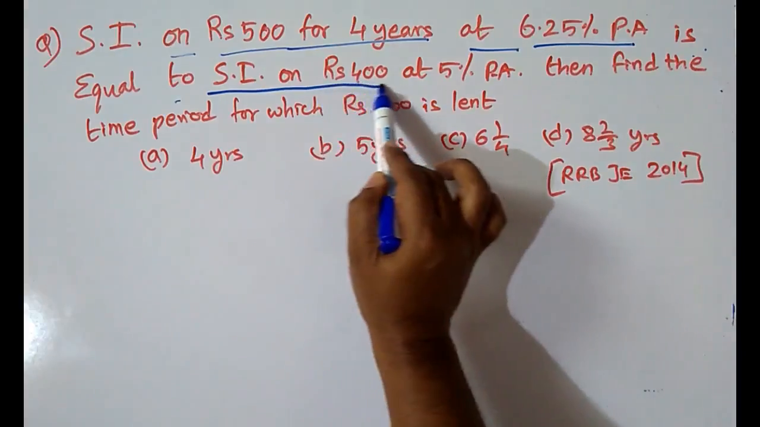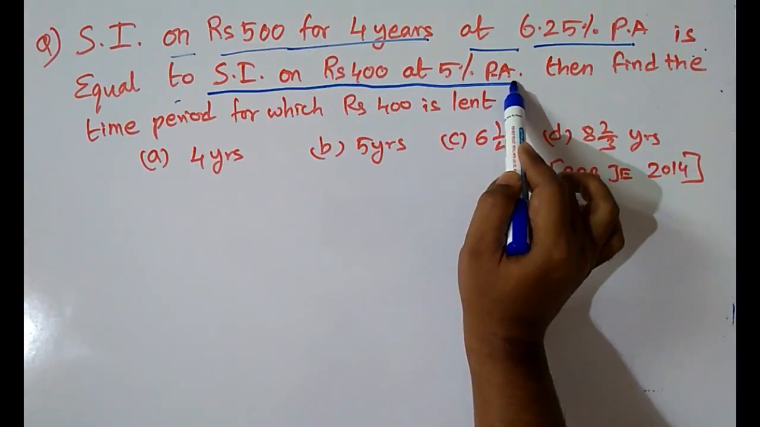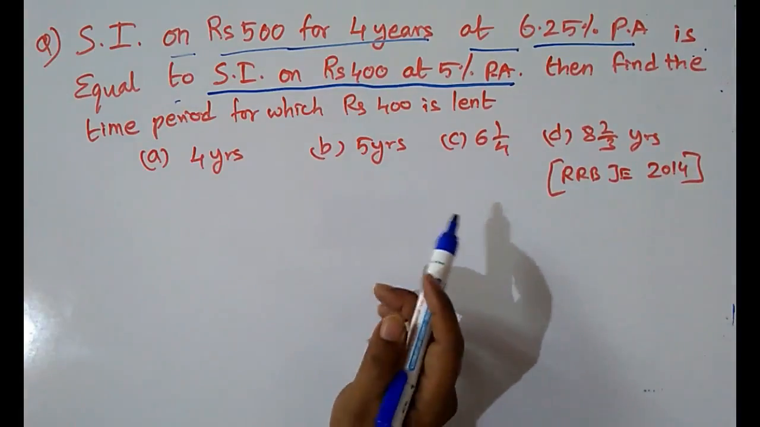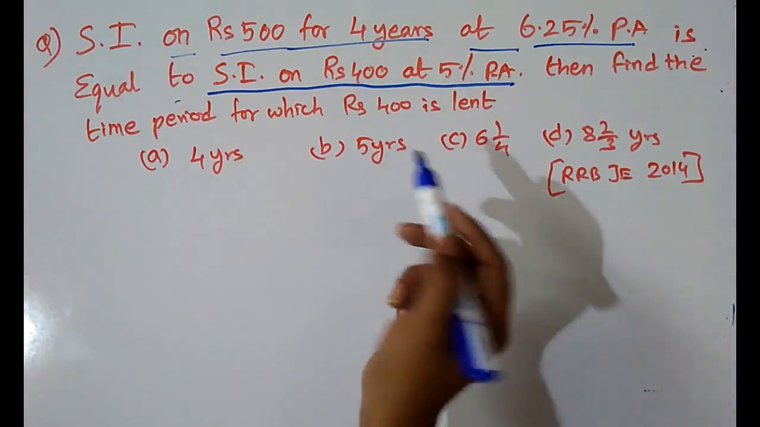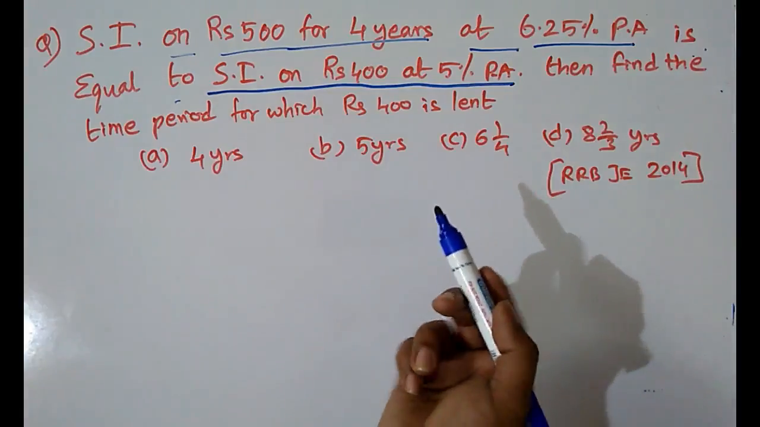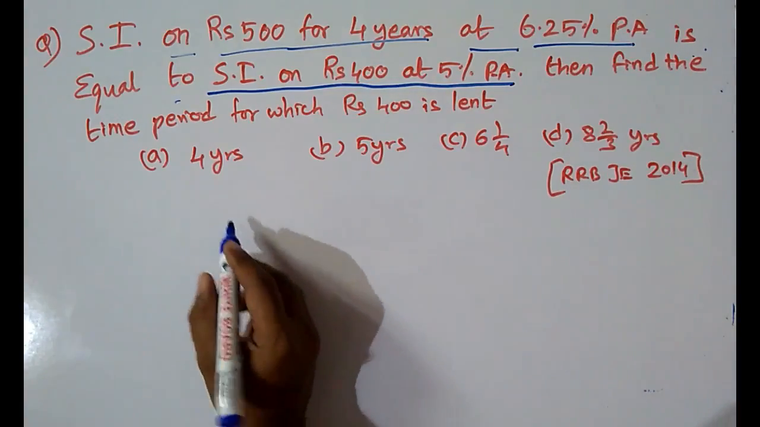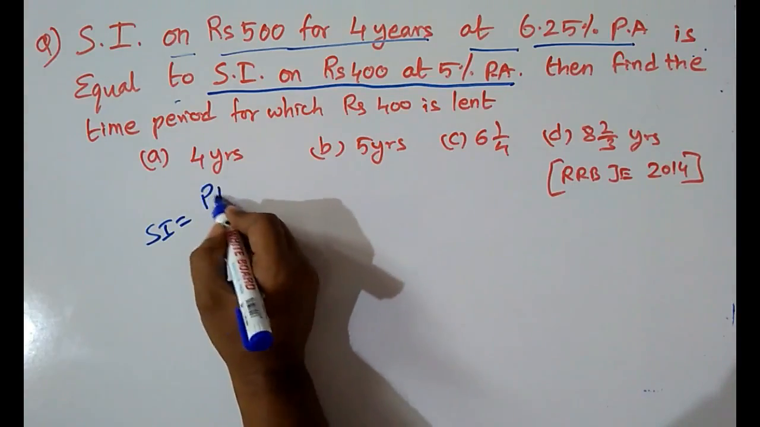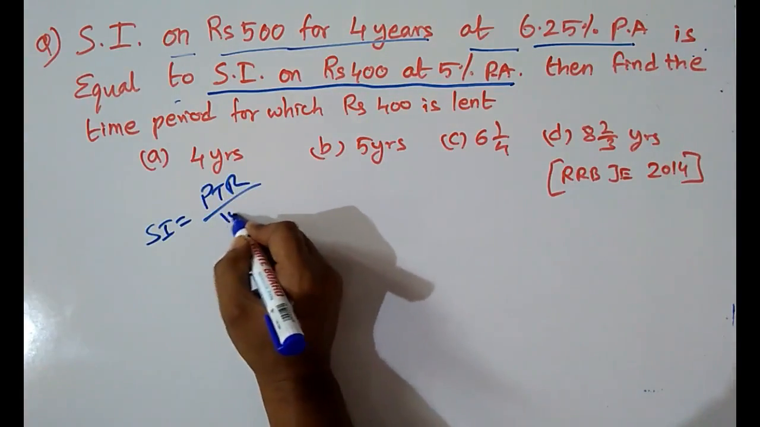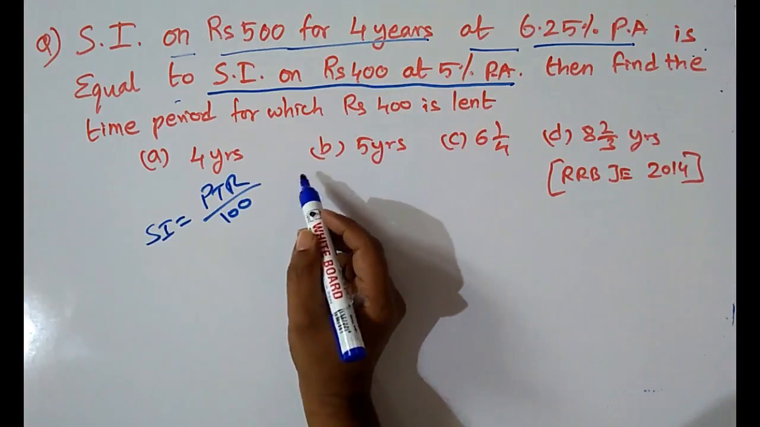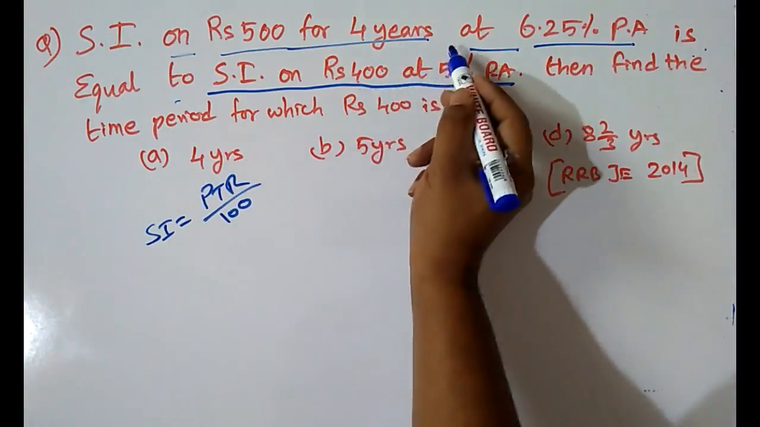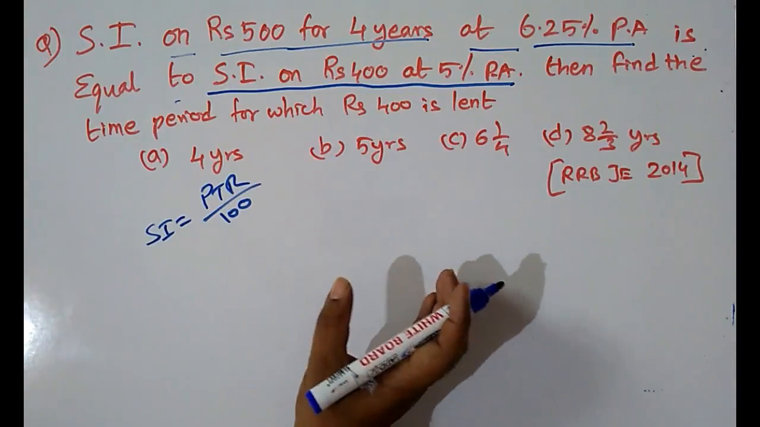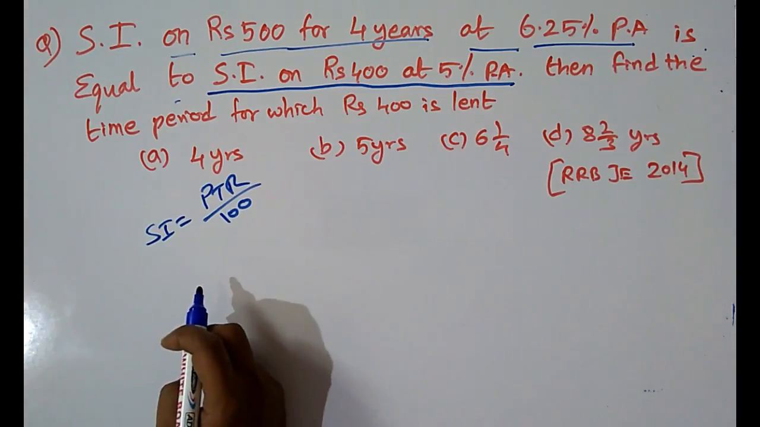The simple interest on rupees 500 for 4 years at 6.25% per annum is equal to simple interest on 400 at 5% per annum. See, friends, here two simple interest problems are given, and we have to equate the simple interest values. We know that the simple interest formula is PTR by 100. Here they have given two such problems and equated the value of simple interest.